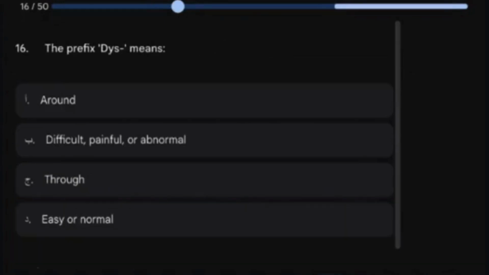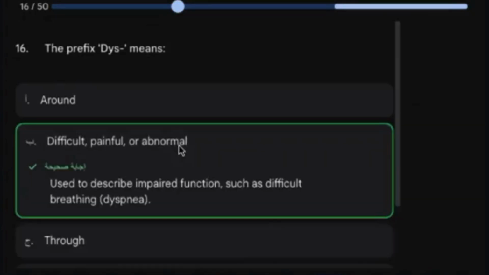The prefix dys means, does it mean around, or difficult, painful, or abnormal? Does it mean through, or easy, or normal? Yes, it means difficult or painful. Like, for example, dyspnea, that means difficulty breathing. You could remember it because dyspnea starts with D, and difficult also starts with D. Or, for example, dysmenorrhea, that means painful menstruation, or dysuria, painful or difficult micturition.